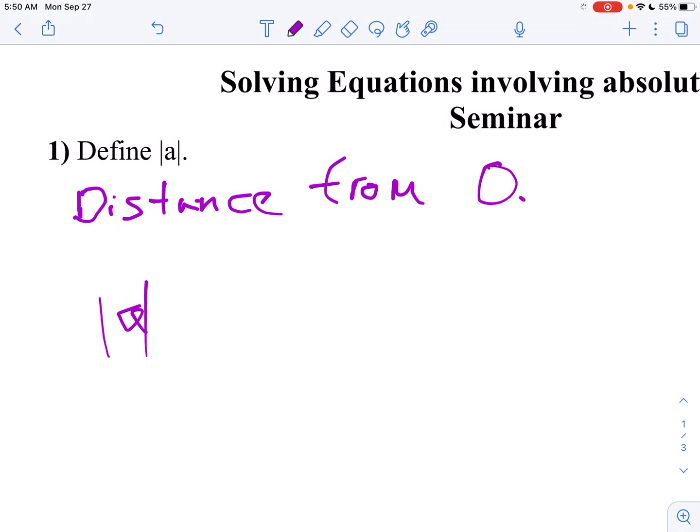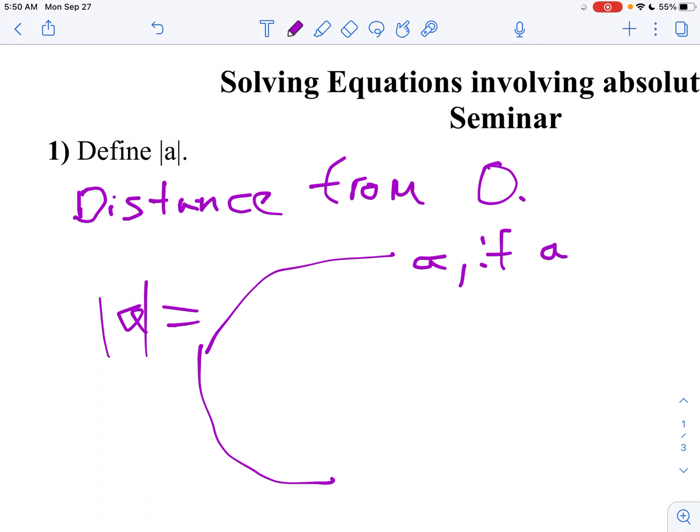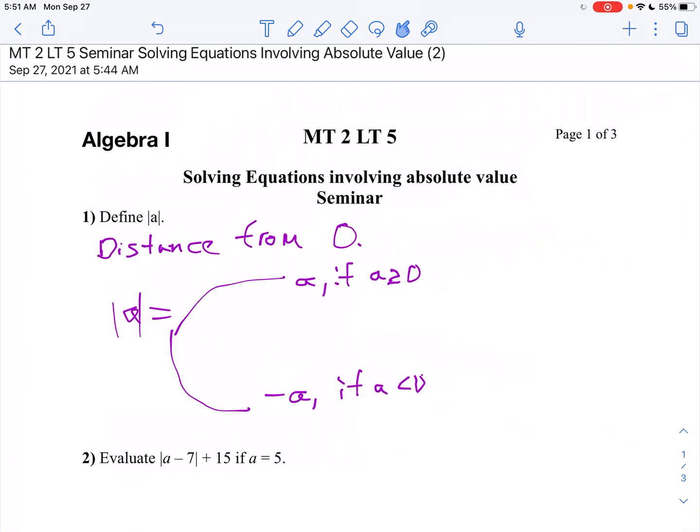We're going to say the absolute value of A equals, and we're going to split it up into two parts. One is A if A is greater than zero. So the absolute value of 5 is 5. The absolute value of 7 is 7. And it's the opposite of A, not negative A, but the opposite of A, if A is less than 0. So the absolute value of negative 5 is 5. The absolute value of negative 7 is 7. So in middle school, they told you the answer is always positive, and that's true. But the definition is distance from 0.